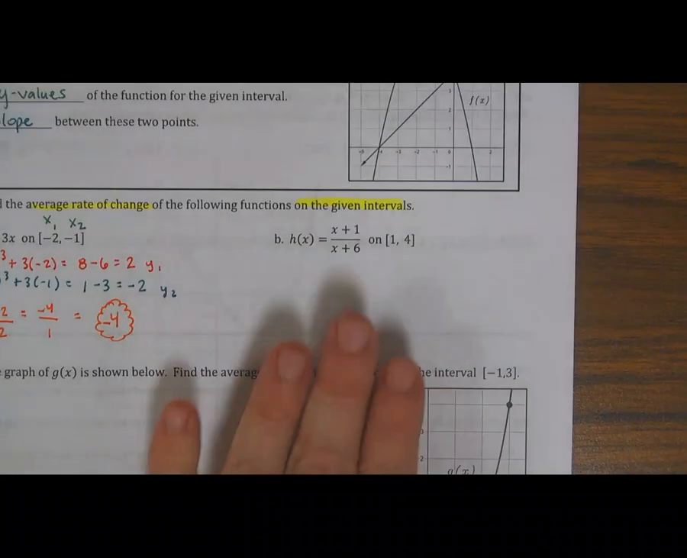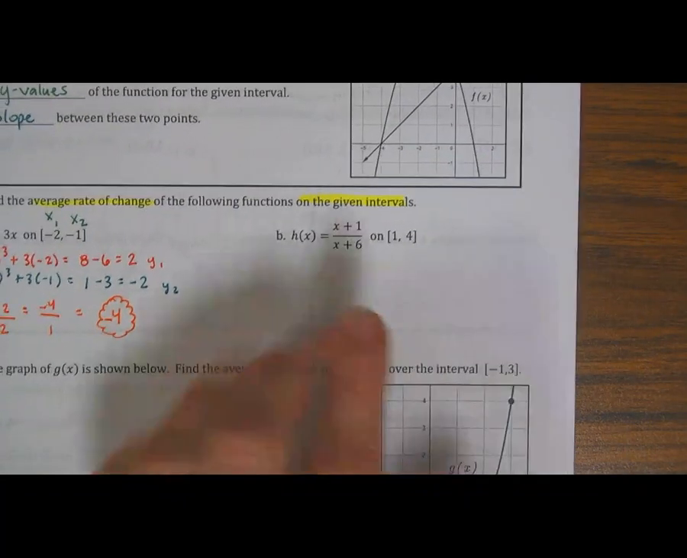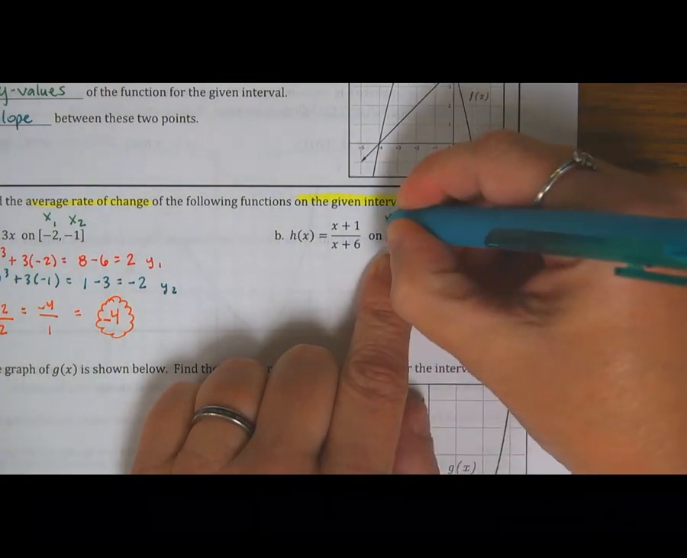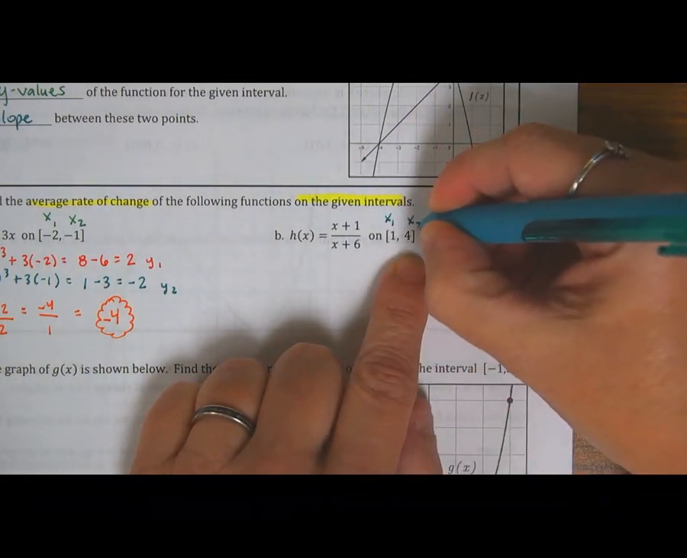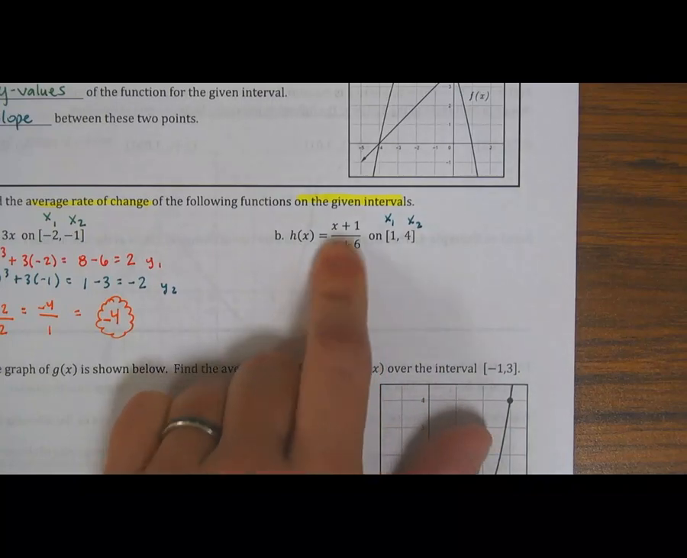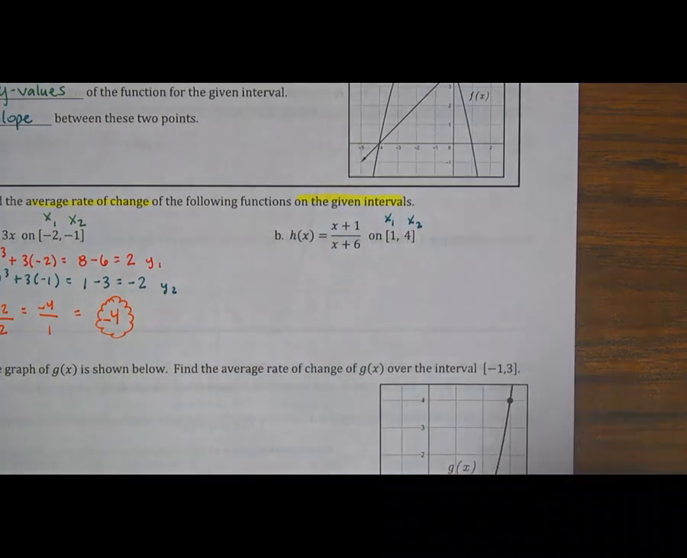All right, B. Same concept. Here's the function. We have input values of 1 and 4. Let's see what the average rate of change is for this function. We don't even know what the graph looks like, but we can figure out the average rate of change.